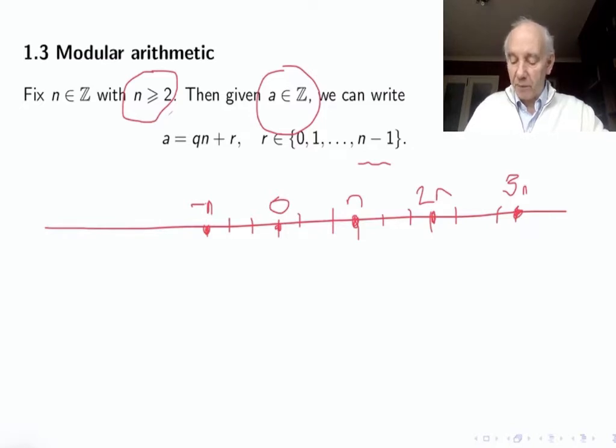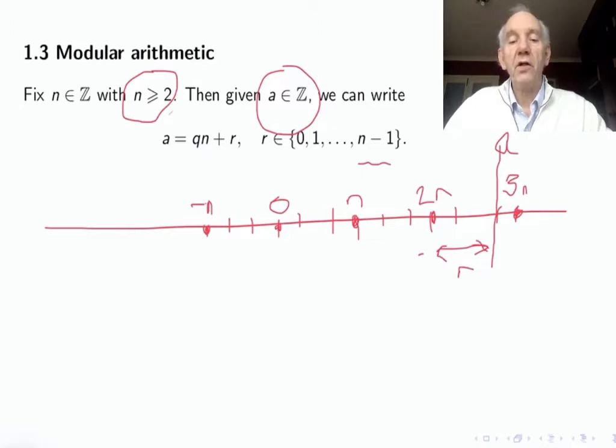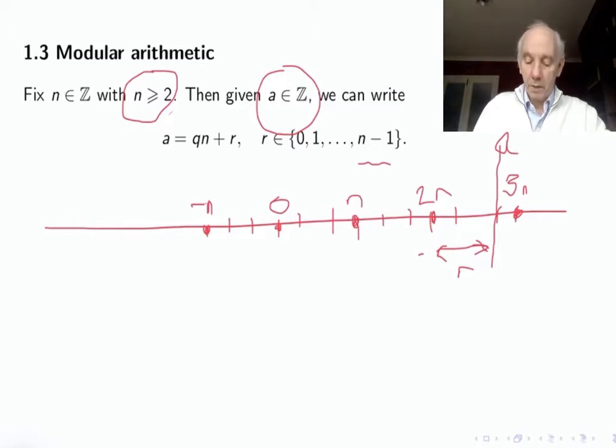Let's suppose, for example, that a is here. And you see in this case, when we divide a by n, it goes twice, and the remainder is 2. I haven't drawn this to scale, but it doesn't matter. So the remainder here is this length here, which is meant to be 2. So that's the idea of the division algorithm. We're just comparing the integer a with the points which are the multiples of n. So that's our starting point.